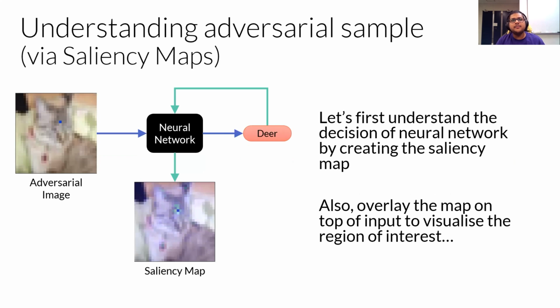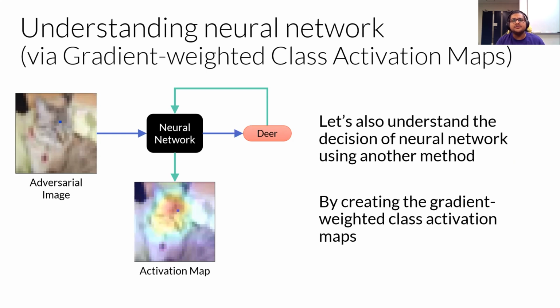When we feed this back to the neural network to create the saliency map, we obtain the saliency around the perturbed region. So it says that the neural network is now focusing on the perturbation instead of any of the other regions. But we also have another method, the gradient weighted class activation map, which also says that the distortion has happened towards the perturbed pixel. So it means that the pixel attack has created a perturbation which has shifted the attention of the neural network.